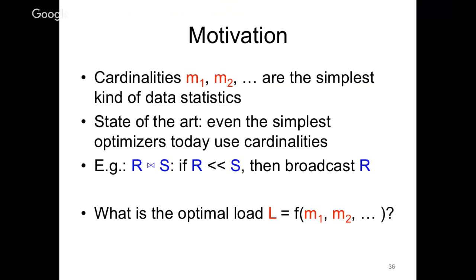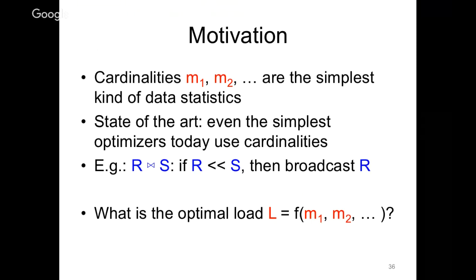Knowing the size of the input tables is the simplest statistic that any database system has and exploits. The state of the art is that basically every database system makes some decisions based on the sizes of these relations. For example, and this is again something that all systems I've seen do, if you were to compute a join and the relation R is much smaller than S, then you want to broadcast R and not partition it. Just keep S unchanged. So the question is, how does this optimal load change now as a function of these unequal inputs?